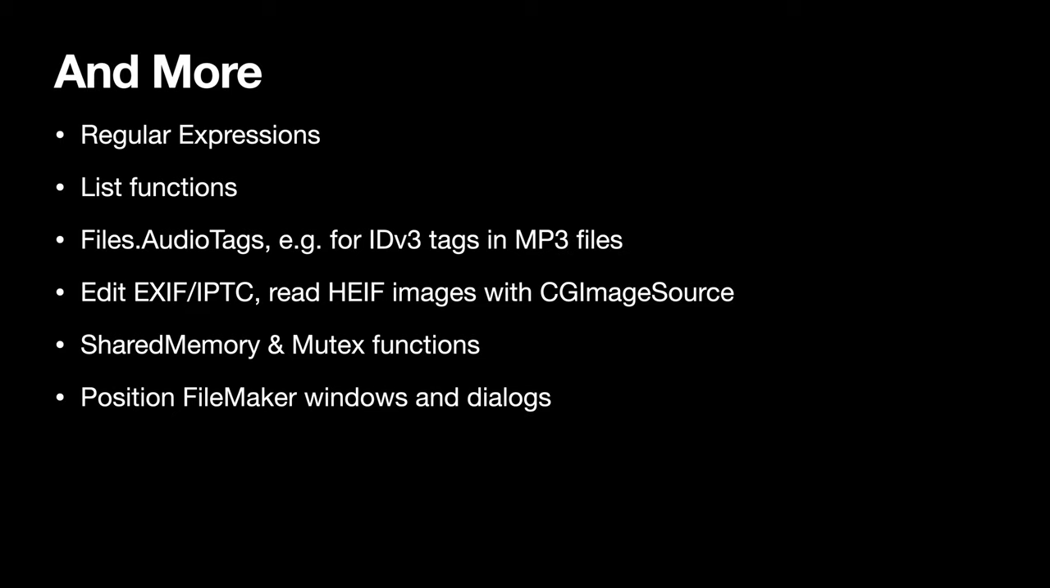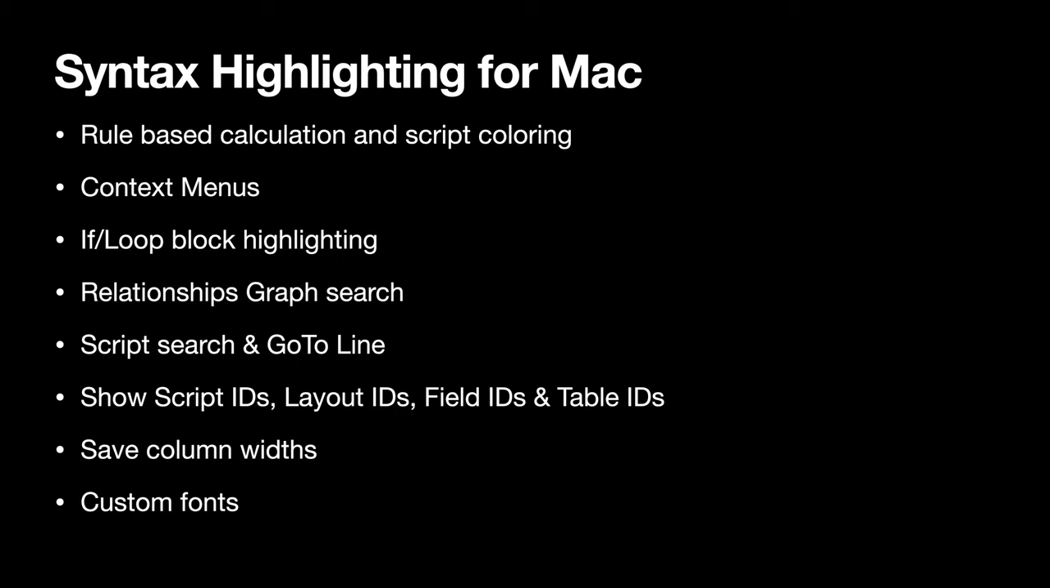And if you need, you can use plugin functions to position windows and to position the dialogs FileMaker may show, so you can make sure that any dialog popping up shows exactly where you want it. Our MBS plugin provides for macOS a rule-based calculation and script coloring, where we can highlight user syntax of a script and show you mistakes directly in the colors.